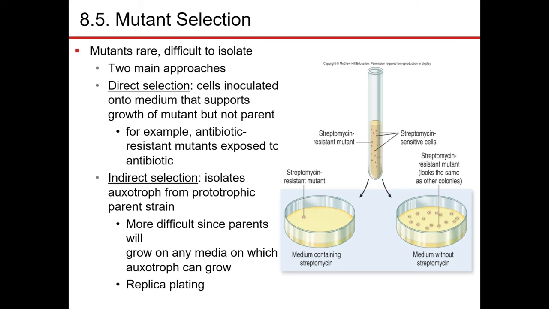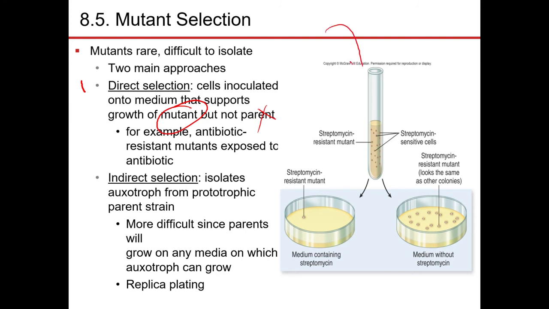So there are basically two main approaches that we do this. The first method is direct selection. Very simple, very easy to do. What happens is you would inoculate the cells onto medium that would support the growth of the mutant, but the parental cells will not grow. Only the mutant cells will grow.